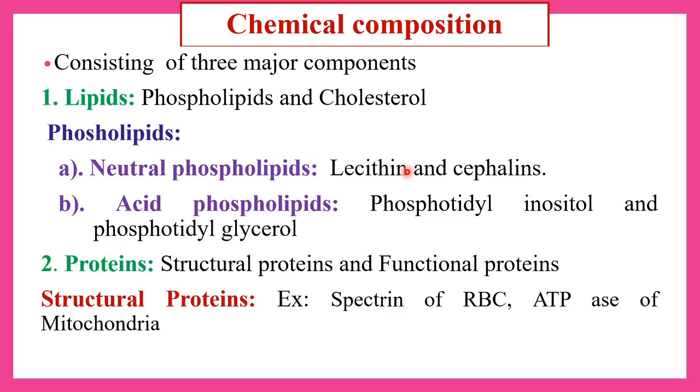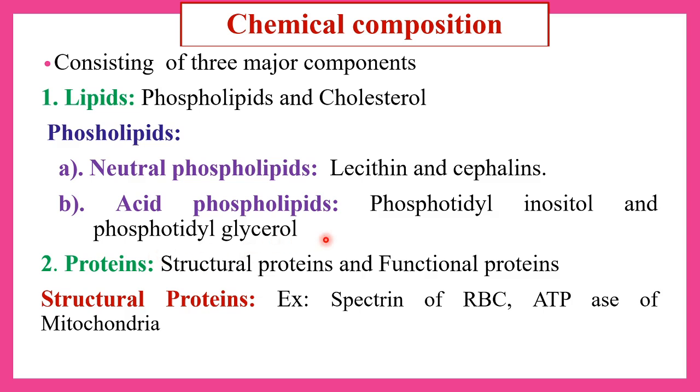Let us see the chemical composition of a plasma membrane. The plasma membrane consists of various components. Among that, the three major components are lipids, proteins, and carbohydrates. Among lipids, it consists of phospholipids and cholesterol. Phospholipids are again neutral phospholipids and acid phospholipids. Neutral phospholipids don't have any charge on the surface. Examples are lecithin and cephalin. Whereas acid phospholipids are acidic in chemical nature, and the examples are phosphatidyl inositol and phosphatidyl glycerol.